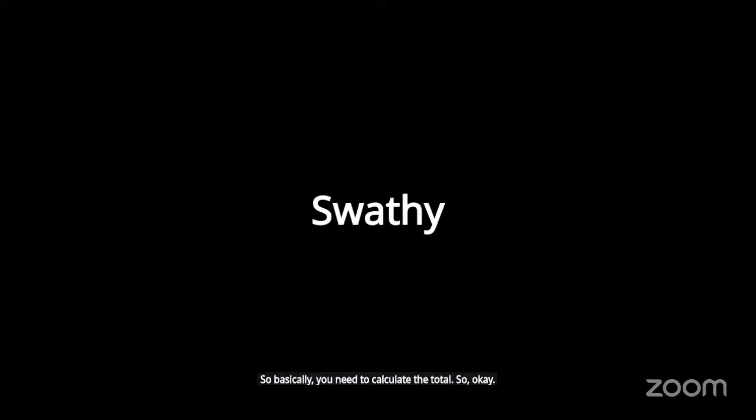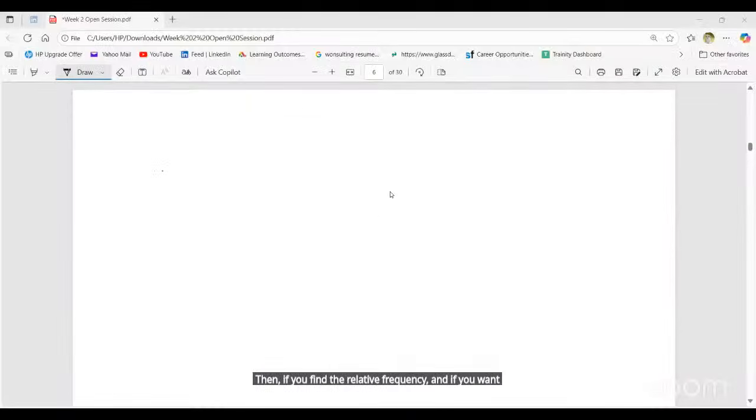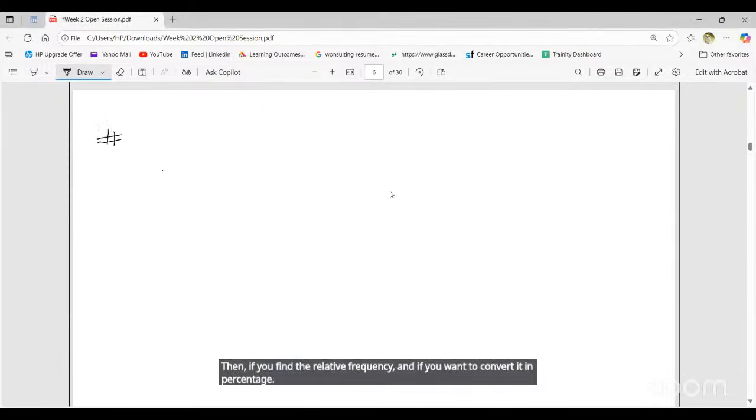So, okay, how do you calculate the percentage? Do you remember? What is the formula of relative frequency? To calculate the relative frequency, it should be the frequency of the particular observation divided by the total number of observations. Correct. Then, if you find the relative frequency and you want to convert it into a percentage, multiply it by 100.